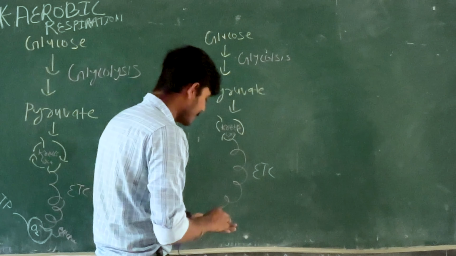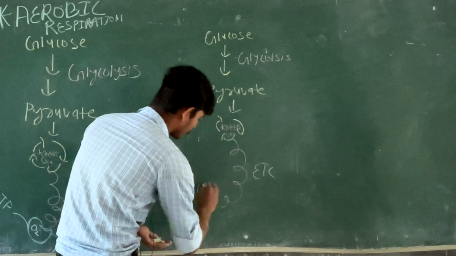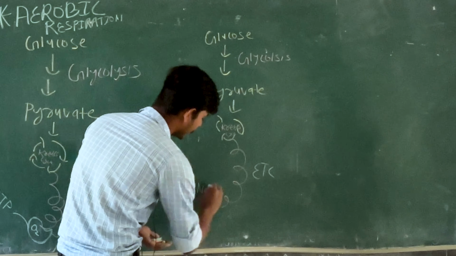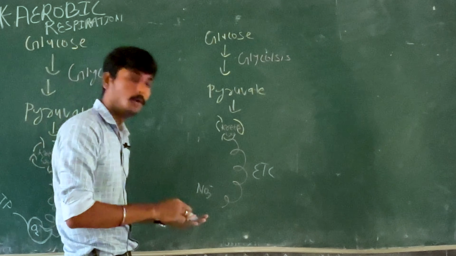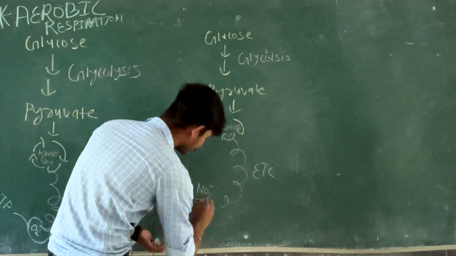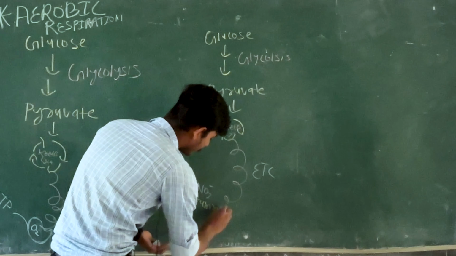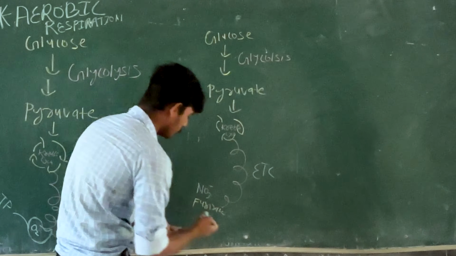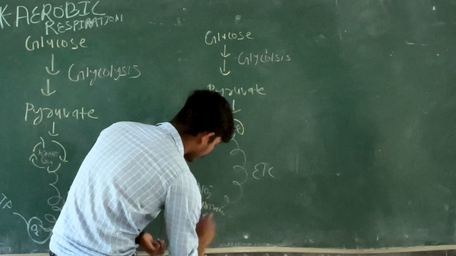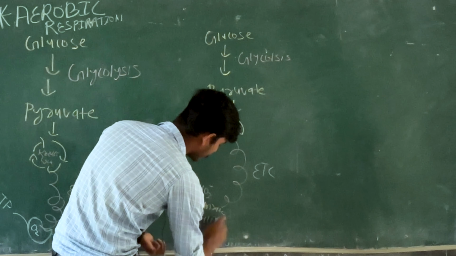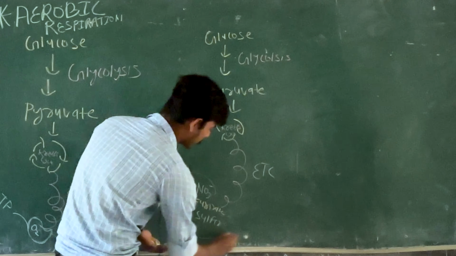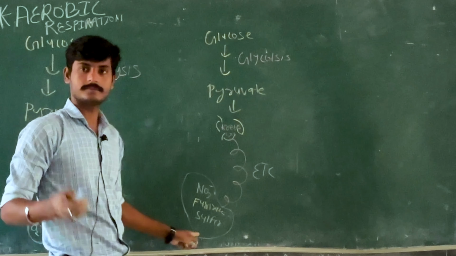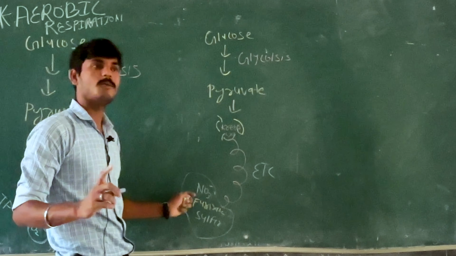One example is nitrate, NO3 negative, with a negative charge. Then fumarate. Apart from that, elemental sulfur. These are the final electron acceptors here. Getting the point?